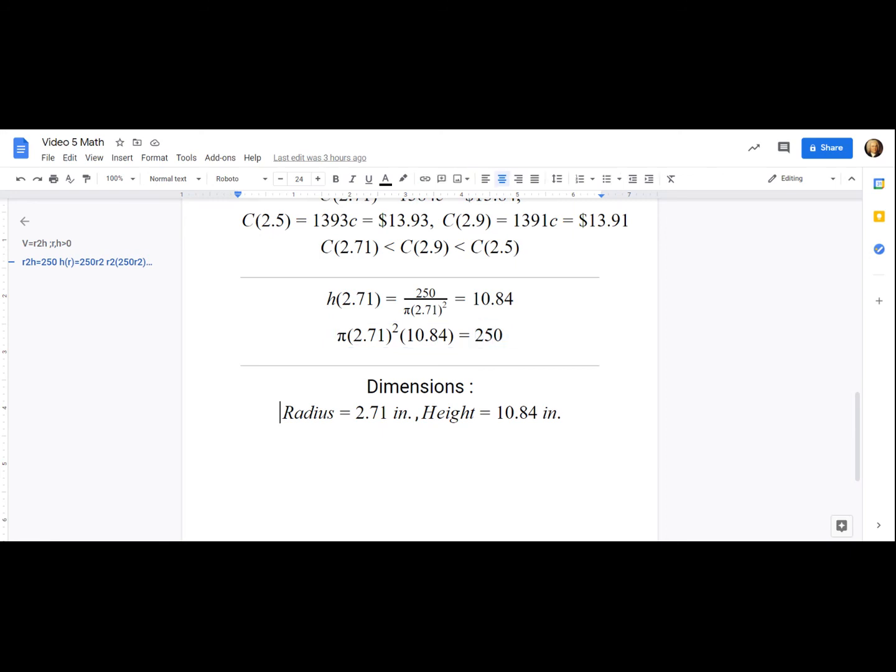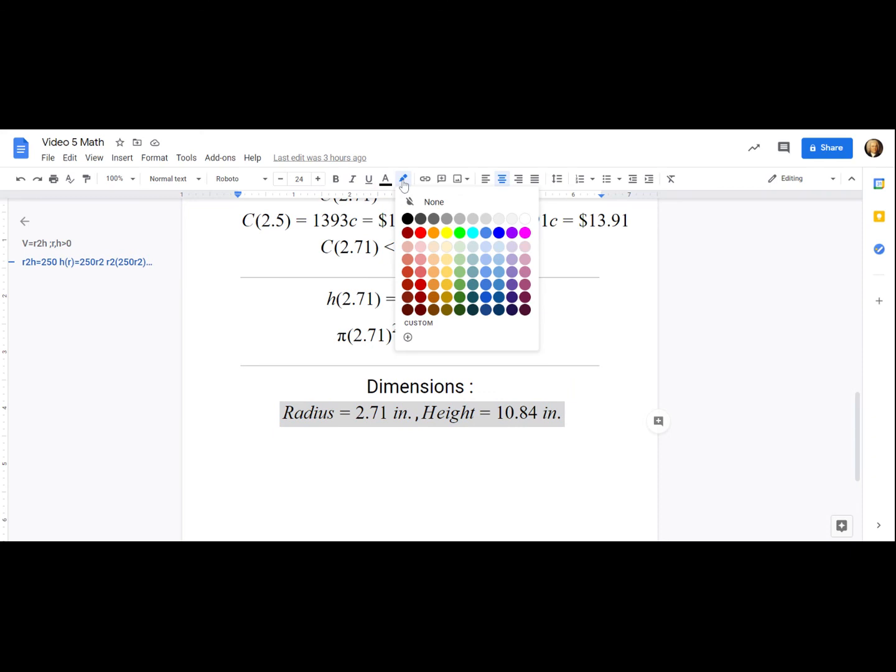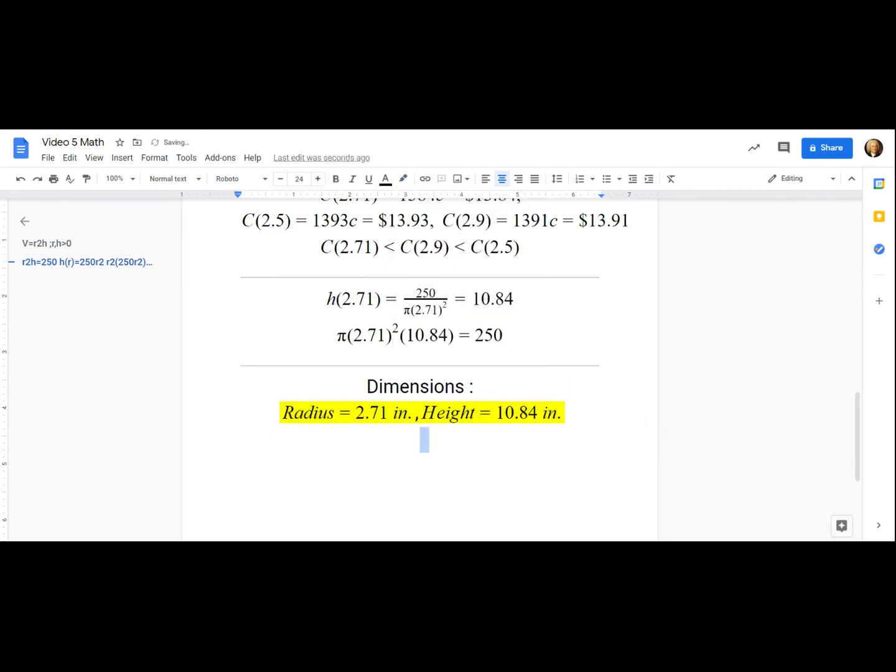So in the end, to minimize the cost, each cylinder has to have, for dimensions, a radius of 2.71 inches and a height of 10.84 inches. So that's our answer.